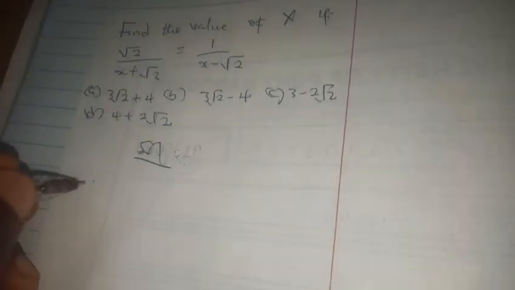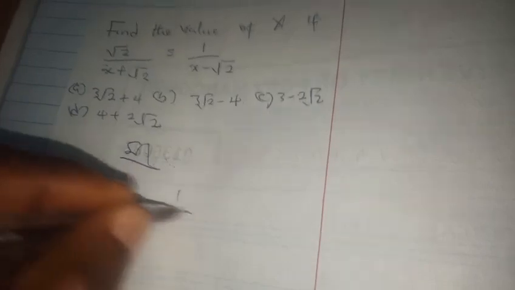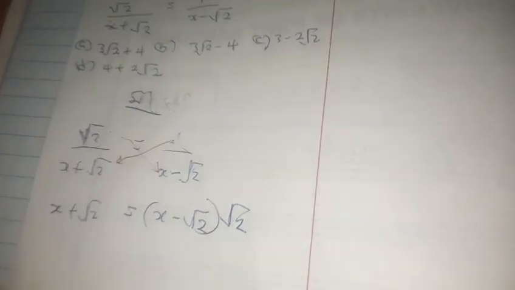Solution: we're going to say x root 2 over x plus root 2 is equal to 1 over x minus root 2. So here, what we're going to do first is cross multiply. This times this, cross multiply. In this case, we are going to have x plus root 2, this is times 1, is equal to x minus root 2. Here we have times root 2 here. So we have root 2 there.